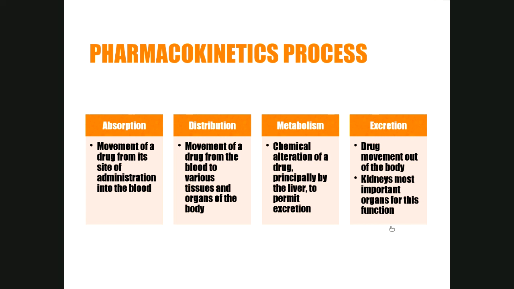Typically, the kidneys are the most important organ for that function, because the kidneys are like big filters that filter things out of the urine before it is excreted from the body. So that is the study of pharmacokinetics. How is the drug absorbed into the body? How is it distributed, metabolized, and how does it get out of the body?